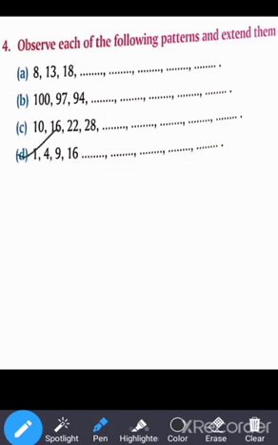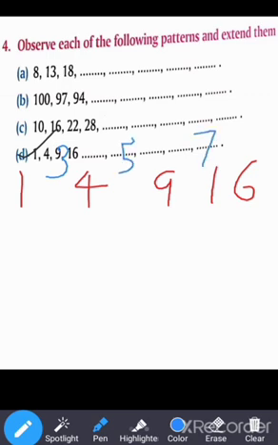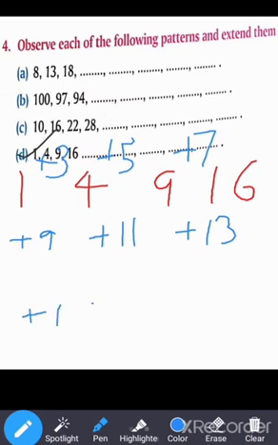Come to the last pattern. Again an increasing pattern, 1, 4, 9 and 16. What is the difference between them? 4 minus 1, 3, 9 minus 4, 5, 16 minus 9, 7. It means I'm adding an odd number, the next odd number each time, to find the answer. So 3, 5, 7. So the next odd number will be 9. And then after 9, 11. After 11, 13. After 13, 15. And after 15, it will be 17.